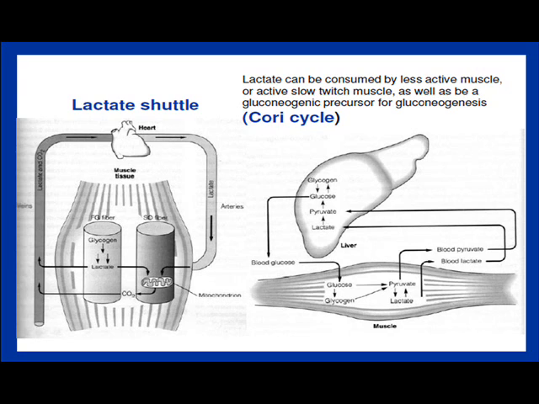So it's produced by the fast twitch muscle fibers. The heart will oxidize it, as will the slow twitch muscle fibers as well. And that's what we mean, obviously, by the term of lactate shuttling around the body. Okay? So it's not a waste product. It's very useful to the body.